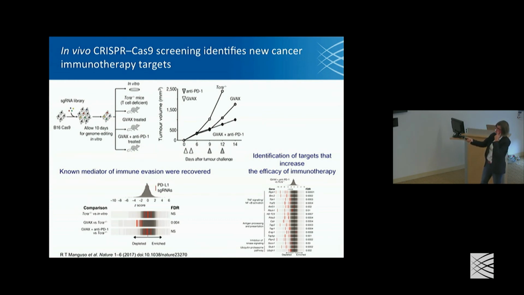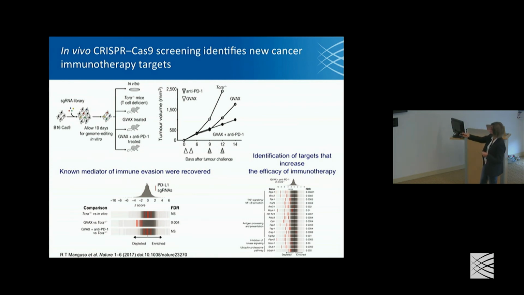He infected the library, he selected, and then he injected the cells into different mice. Probably how many mice? 10 to 20 per group. So he introduced the selected population into T cell deficient mice, into wild-type mice treated with GVAX, or into wild-type mice treated with a combination of GVAX and the antibody against PD-1.